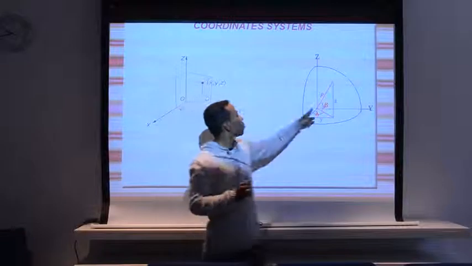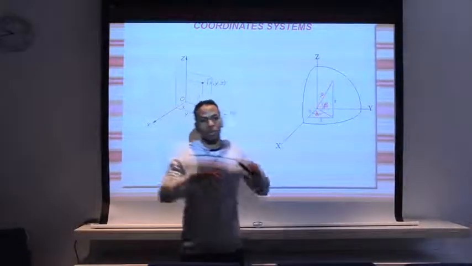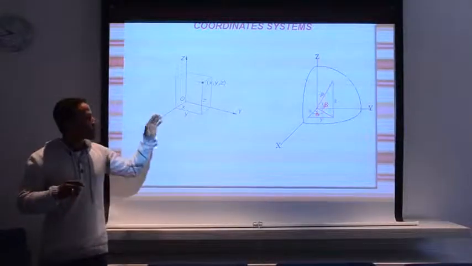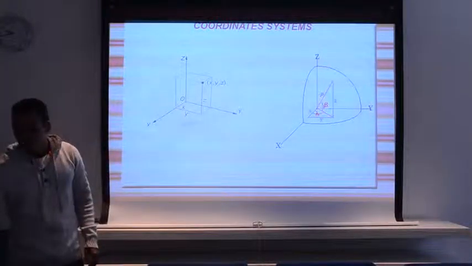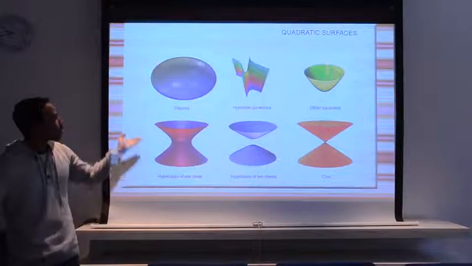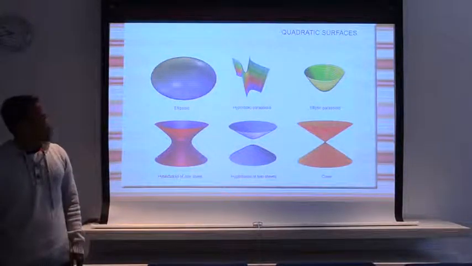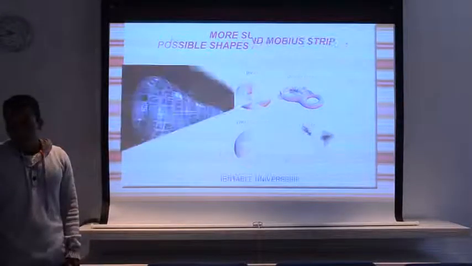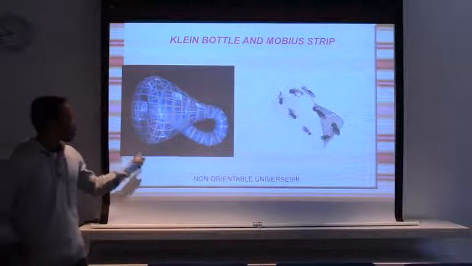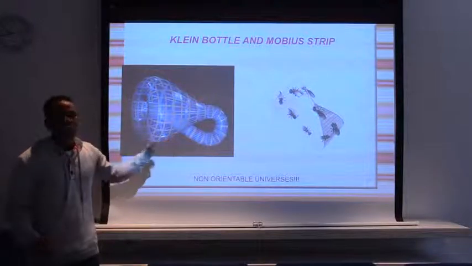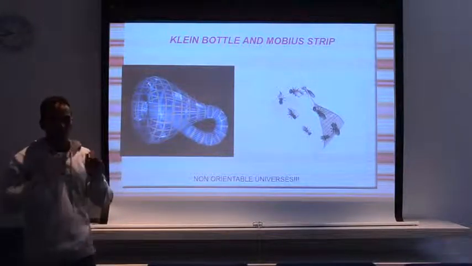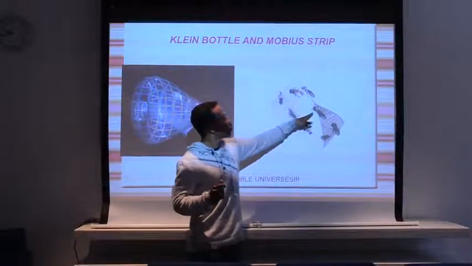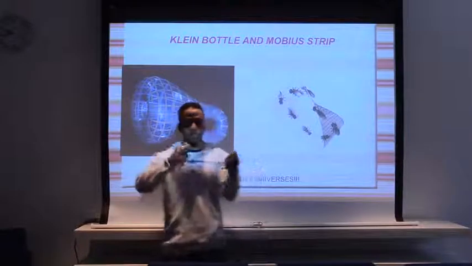Why do we not need this coordinate? Because the surface always has the same radius. Here are some other examples of surfaces, more examples here, and here we have non-orientable surfaces, which are a little bit more weird. If you travel around this universe, you will return to your starting point in a different way.